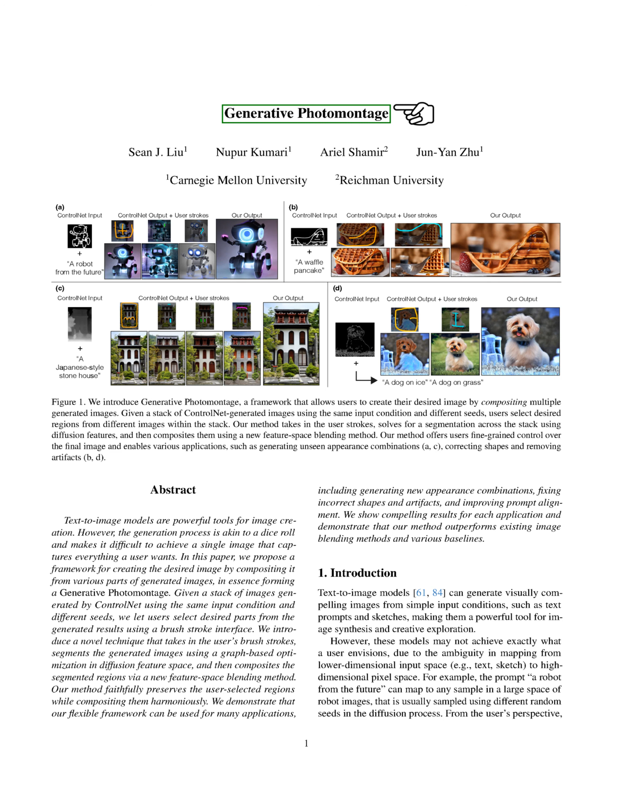Section: Introduction. In this section, we introduce text-to-image models that can create impressive images based on simple inputs like text prompts and sketches. These models are powerful for generating images and exploring creativity, but they often struggle to match exactly what users envision. This is because there is ambiguity in translating lower-dimensional inputs, such as text or sketches, into high-dimensional pixel space. For instance, the prompt, "a robot from the future," could lead to any number of robot images, similar to rolling dice, where different random seeds yield different results.